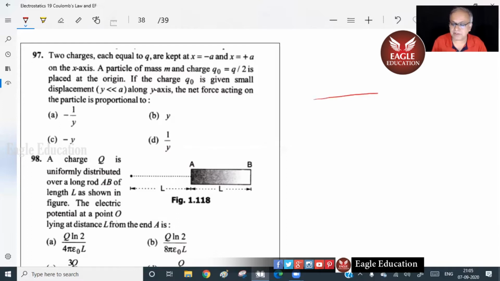So the first stage is the picturing of the question, right? X equals zero here. Two charges, each equal to Q, both are Q only. But remember, this is already done in the class. A particle of mass m and charge q, q naught equals q by 2, is placed at the origin. Here we have q by 2, which we call as q naught. If the charge q is given a small displacement y less than a along y axis, the net force acting on the particle is proportional to.